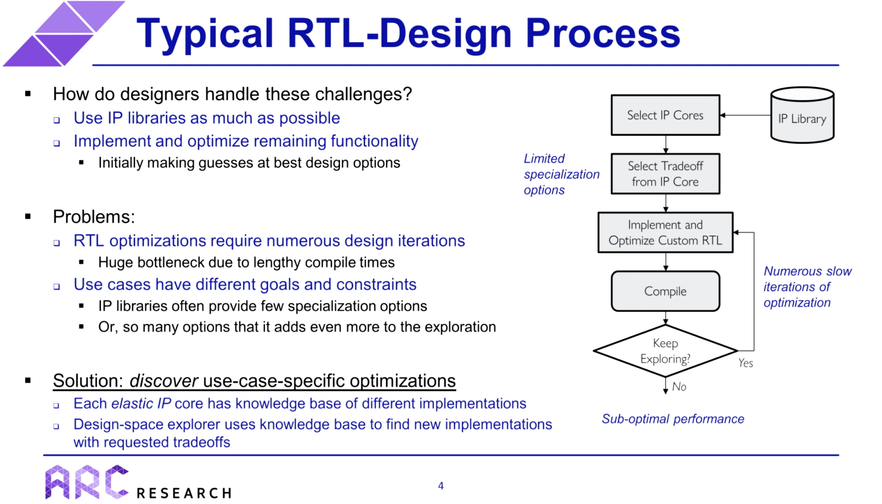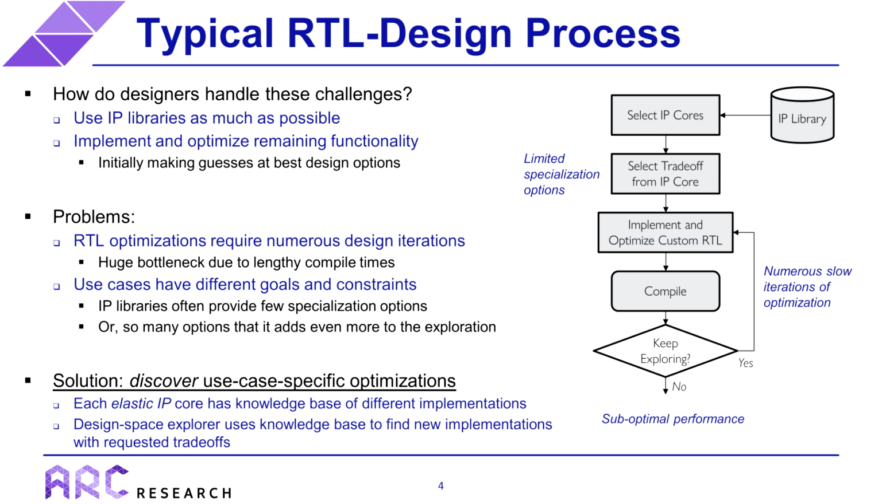Well, first, they use IP libraries as much as possible to leverage existing optimized solutions. So they basically search through existing libraries to find cores they need. They then select a specific trade-off from the configuration options for that core. Then, for any functionality not implemented by the IP libraries, designers will then implement and optimize custom RTL, initially making guesses at the design options.